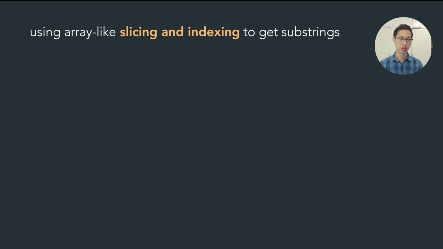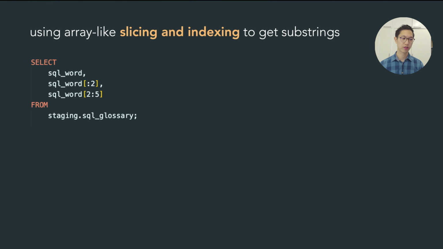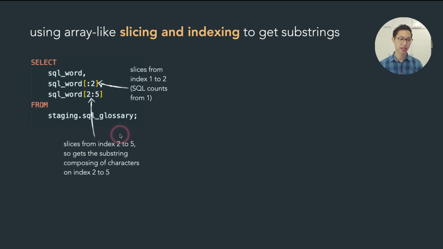And then we move on to using array-like slicing and indexing to get substrings. You may note that in a previous lecture I used the substring function to get the substring for a particular column. You can actually use slicing, with similar syntax to Python if you're used to that. Here you have, for example, the SQL word, and you have SQL word [:2]. This will give you slices from index 1 to 2. Note that SQL counts from 1. And here you get slices from index 2 to 5. It gets the substring composed of characters on index 2 to 5.